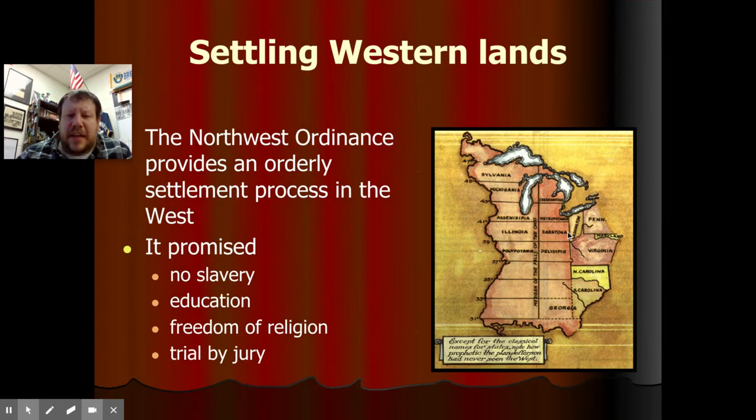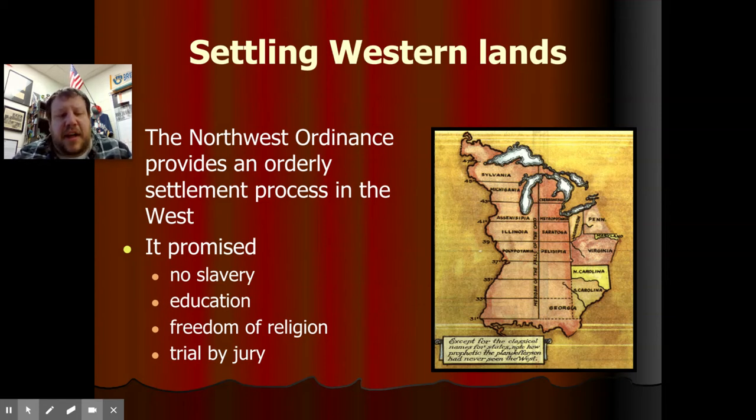Here's an example of how it did this. Early on, all these states had claimed land all the way across, but it said, no, we can't do that. We're going to break up how some of these things are done, and it put aside a section for education, for a school, and put aside a section for churches.